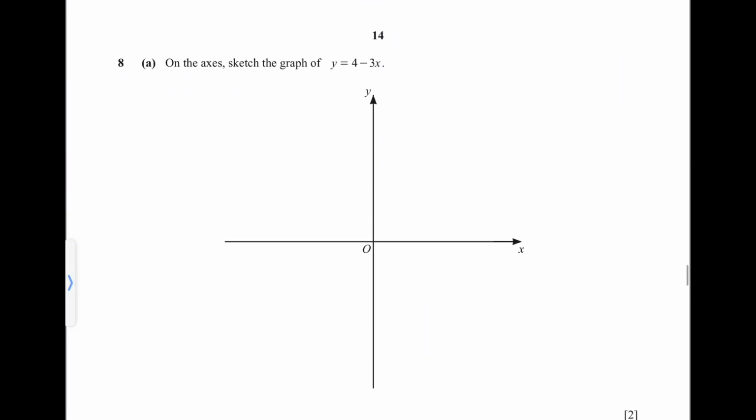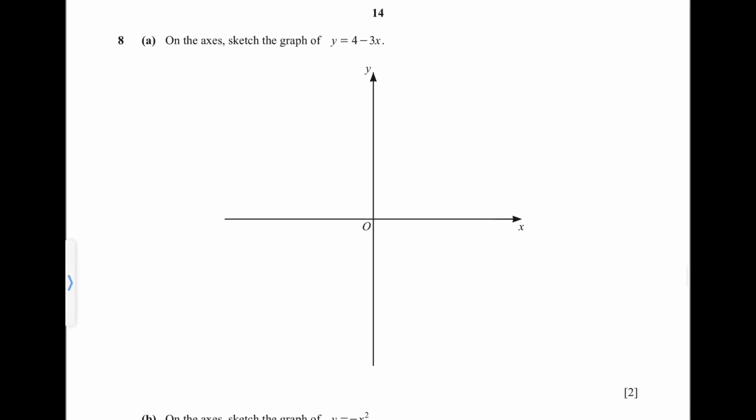It says that on this axis, sketch the graph of 4 minus 3x. So for any of these questions where you are asked to sketch, you're supposed to find the coordinates of both the intersections. So when x is 0, what would y be? y would simply be 4, so that's one point that I have here. And when y is 0, 0 equals 4 minus 3x, so 3x would be equal to 4 and x would be 4 by 3.